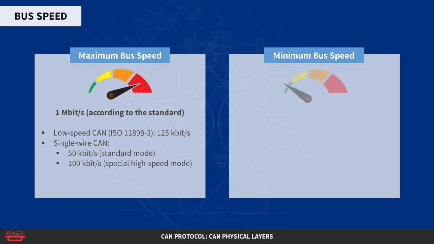Minimum bus speed. Be aware that some bus transceivers will not allow you to go below a certain bit rate. For example, using 82C250 or 82C251, you can go down to 10 kilobits a second without problems. But if you use the TJA 1050 instead, you can't go below around 50 kilobits per second. So make sure to check the datasheet.